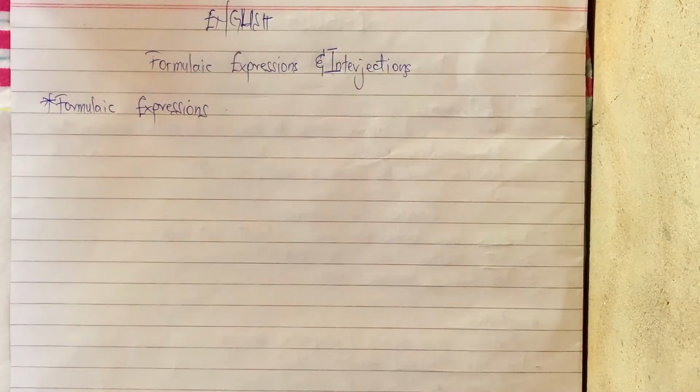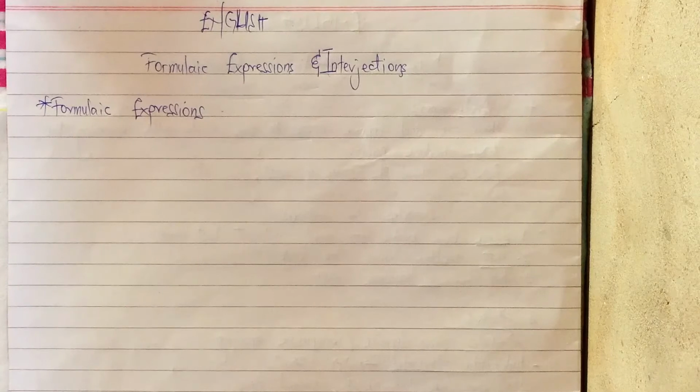For instance, when you apologize to others for the wrong thing you have done, it connects you and the person together. Okay, so let's now look at examples of formulaic expressions. You have goodbye, good luck, thank you, excuse me, hello, hi, okay, etc.